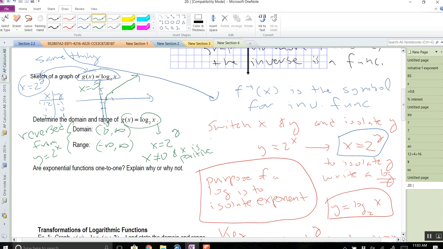y is log base 2x, which is the same thing as this, x equals 2 to the y. Remember, x equals 2 to the y is the inverse of y equals 2 to the x. 2 to some power, I can't make x 0. I can't raise 2 to some power and make it 0. I can't raise 2 to some power and make it negative. It's impossible. So that's why your domain is restricted. So it's reversed from the exponential graph. So very important.